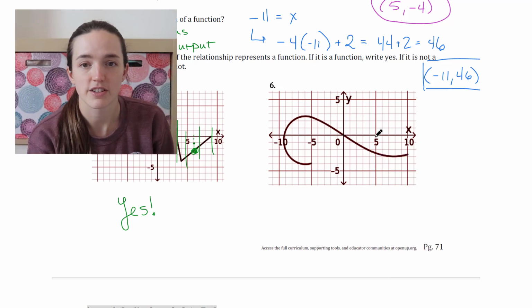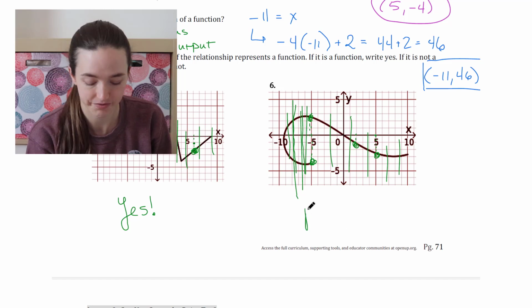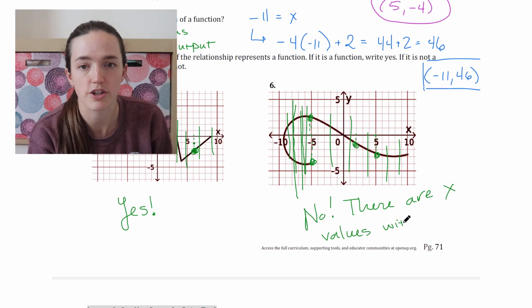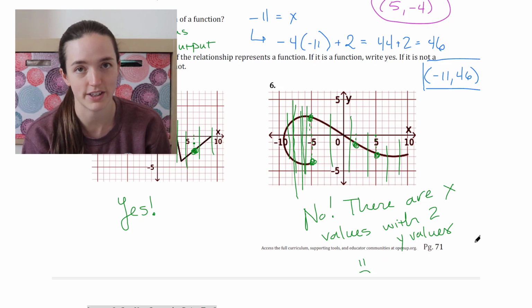On number 6, we can start over here and say, okay, at 5, yep, there's only one point. At 2, there's only one point. At -5, there's only, oh, wait, at -5, there's actually 2 different points. So over here, if I draw vertical lines, they cross through the graph twice. Over here, we just crossed through the graph once, all is fine. But over here, crossing through twice means this is not a function. There are x values with 2 y values. And you can't have that. For it to be a function, each x value can only have one y value. Okay, cool.